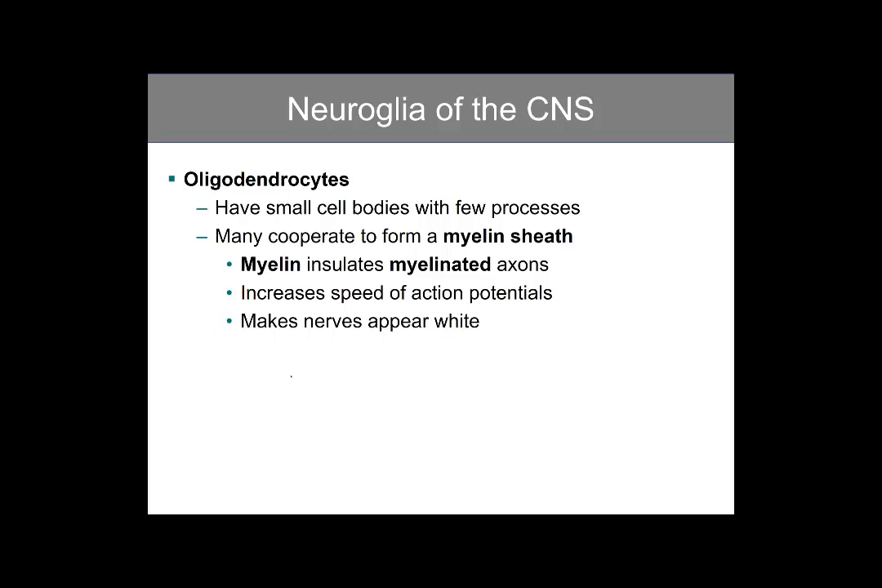Oligodendrocytes have very, very small cell bodies with very few processes, and they create the myelin sheath. Myelin itself is a fatty substance that appears white in gross dissection. And myelin will actually wrap around axons. When you have a myelin sheath on an axon, it's referred to as a myelinated axon. And the main function of myelinated axons is to increase the speed of action potentials.